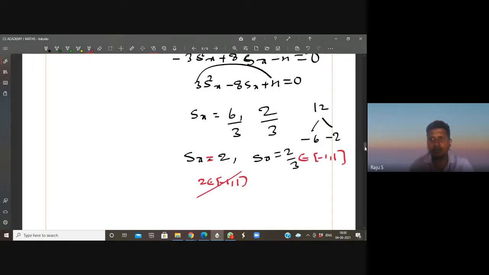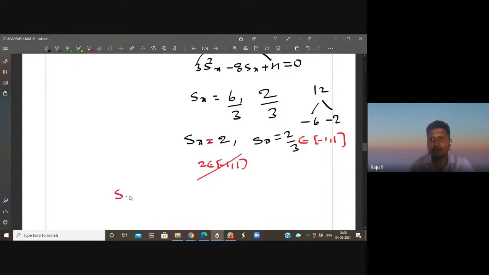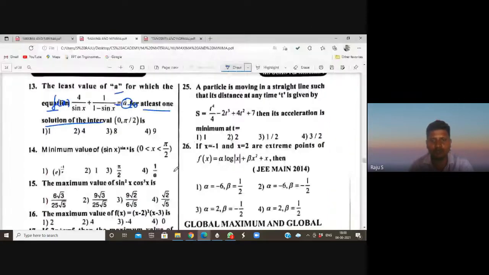So the sin x value is 2 by 3. We got the sin x value, 2 by 3. How do we substitute this in the given function? Surely it will give a minimum. Substitute here 4 by 2 by 3 plus 1 by 1 minus 2 by 3. You will get the answer. So simplify this. Tell me, Amma, which answer is correct?